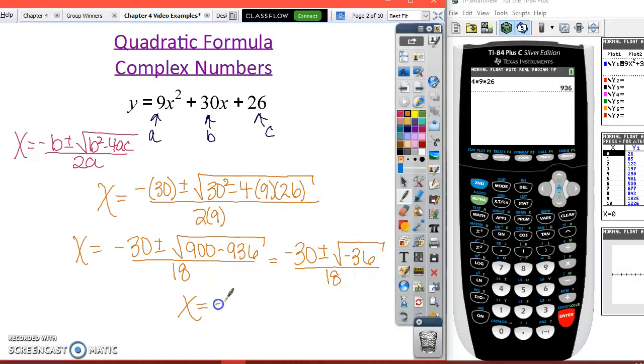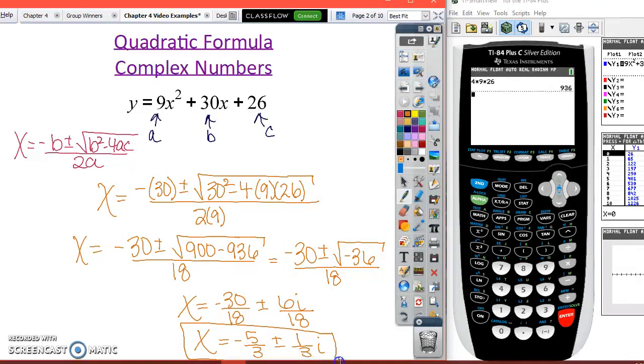So x will equal negative 30 over 18 plus or minus the square root of negative 36, which is going to give us 6i over 18. And then from here we could reduce both of these fractions. Between 18 and 30 we can take a 6 out of both. And so this is going to leave me with negative 5 over 3 plus or minus, we can take a 6 out of the 6 and the 18, so this will give me 1/3 i.